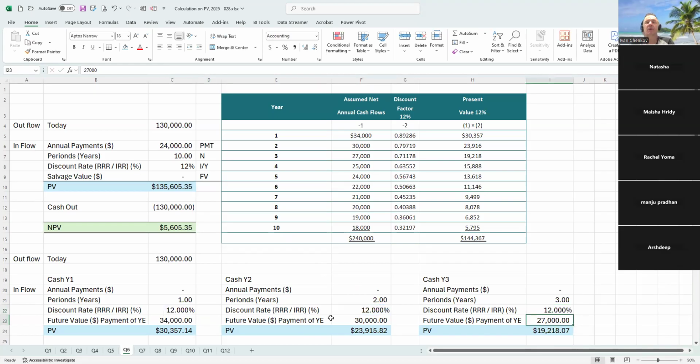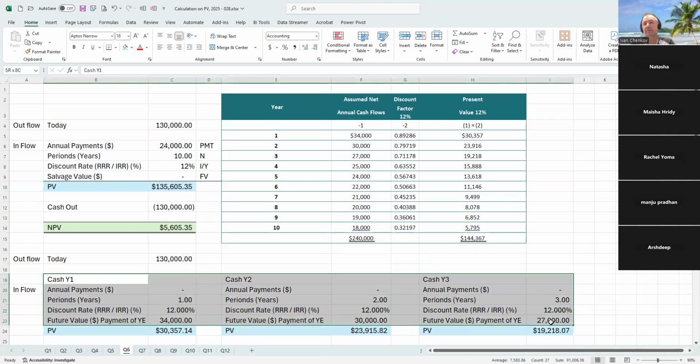So with this simple calculation, what I'm finding is how much $34,000 received at the end of the year is worth today at a 12% return. Then I'm finding how much the $30,000 received at the end of the second year is worth, discounted at 12% today. Then I'm trying to find out how much the $27,000 received at the end of the third year is worth at a 12% return today. So that's 3 years now.